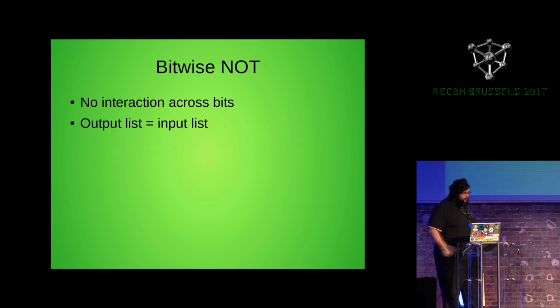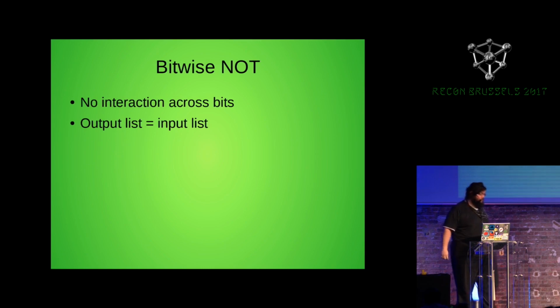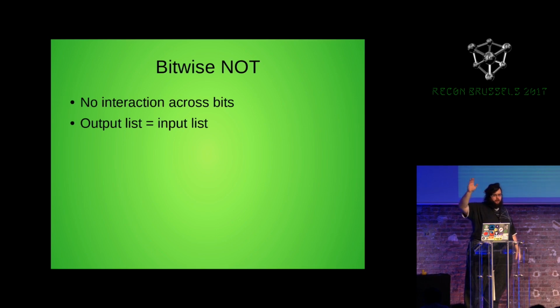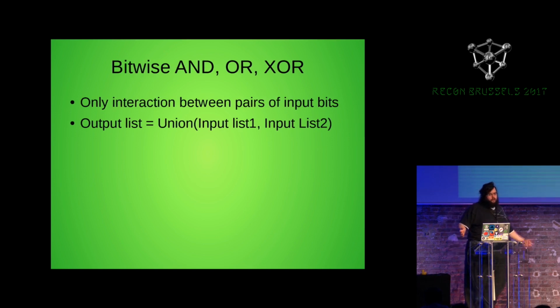We also have the bitwise NOT, which is totally trivial. We are just flipping every single bit. There is no cross dependency. So the output list of a NOT is the same as the input list. And for AND or XOR, we only interact between pairs of bits, so we just make the union of both contributor lists.